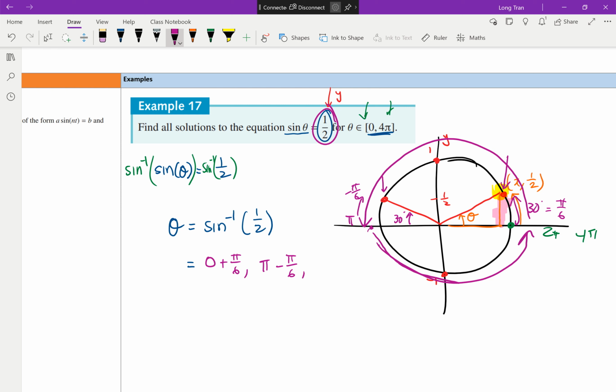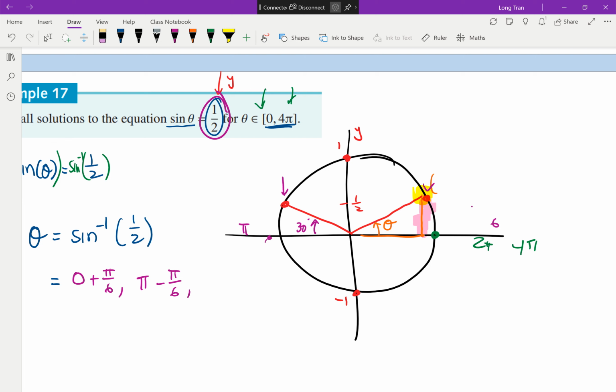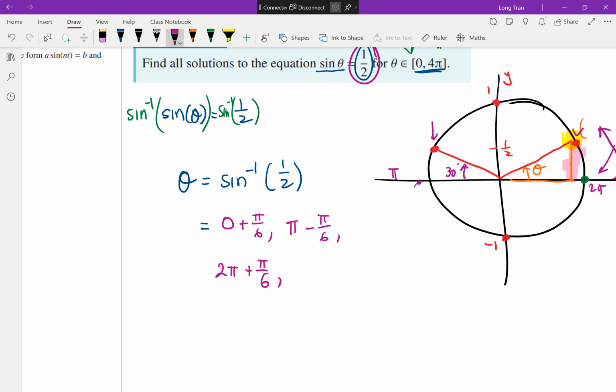On my graph, I delete all this just to make it easier to see. I'm now at 2 pi, so this is now 2 pi, not 0 anymore, and I do another revolution. From 2 pi, I go up and I hit my next solution, but I know it has to be an extra pi on 6. So here, I write 2 pi with an extra pi on 6. Then I go around all the way to this side now.